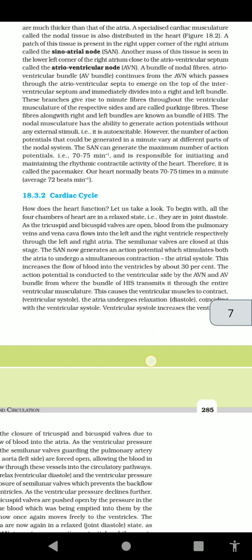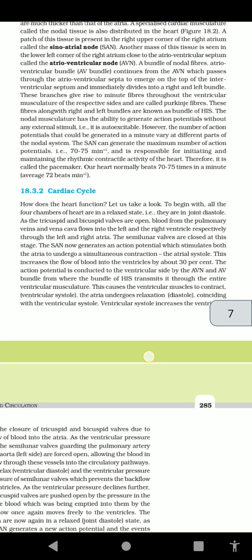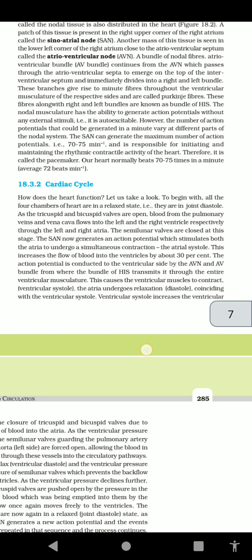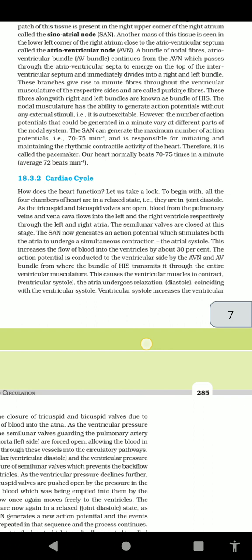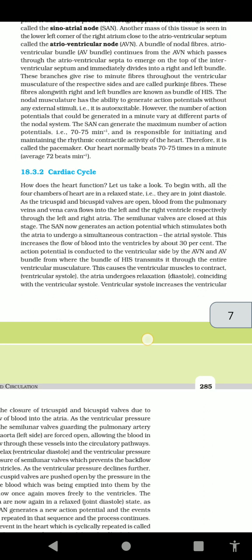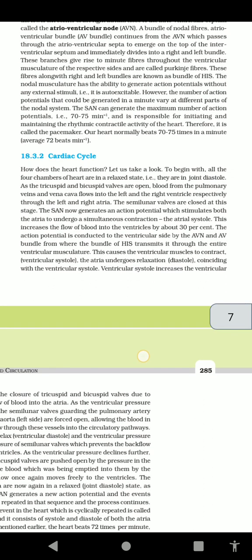These branches give rise to minute fibers throughout the ventricular musculature of the respective sides and are called Purkinje fibers. These fibers, along with the right and left bundles, are known as the bundle of His.